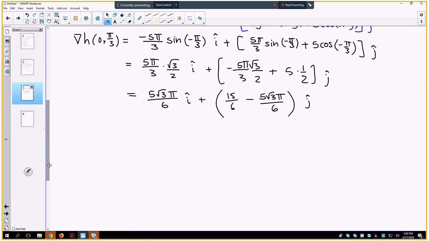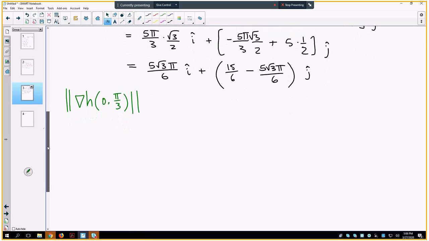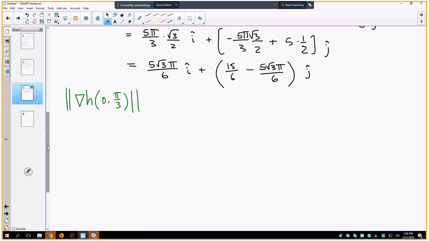So we need to find the magnitude of the gradient of h at 0 and pi over 3. And we have this vector that we want to take the magnitude of. So it would probably be a good idea to go ahead and pull out 5.